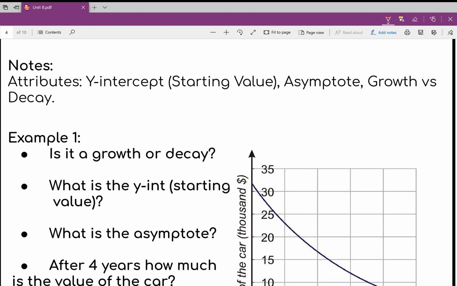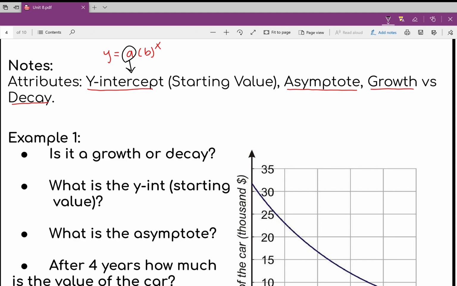So the attributes that we're going to be finding on an exponential function are the y-intercept, the asymptote, and then whether or not it's a growth or a decay. So the standard form for Algebra 1 of an exponential function is y equals a b to the x power. So the a value is going to be our y-intercept. So whatever number comes first is our y-intercept.